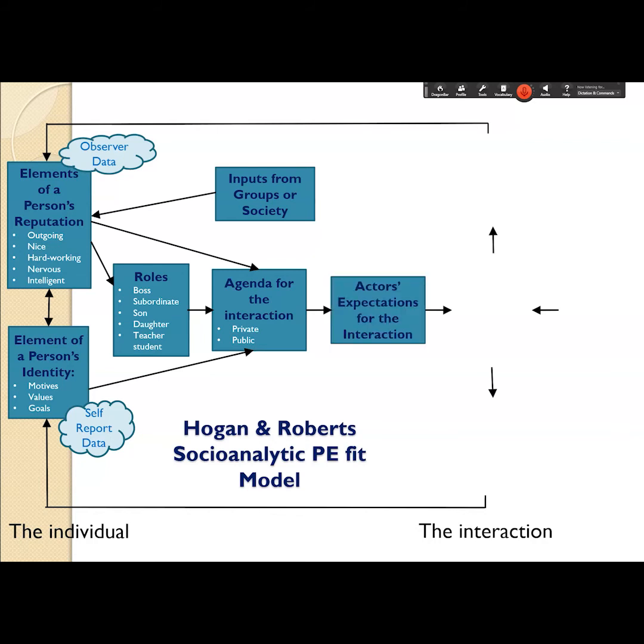Next part is the actor's expectations for the interaction. What do the individuals expect to get out of interacting with each other? And this feeds into how the scenario may play out. Are the two individuals going to compete with each other? Are they going to get along and affiliate? Or are they going to avoid each other?